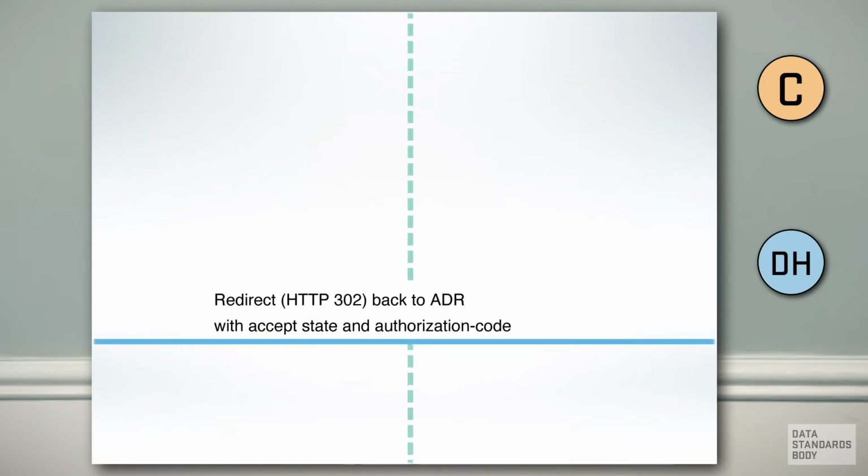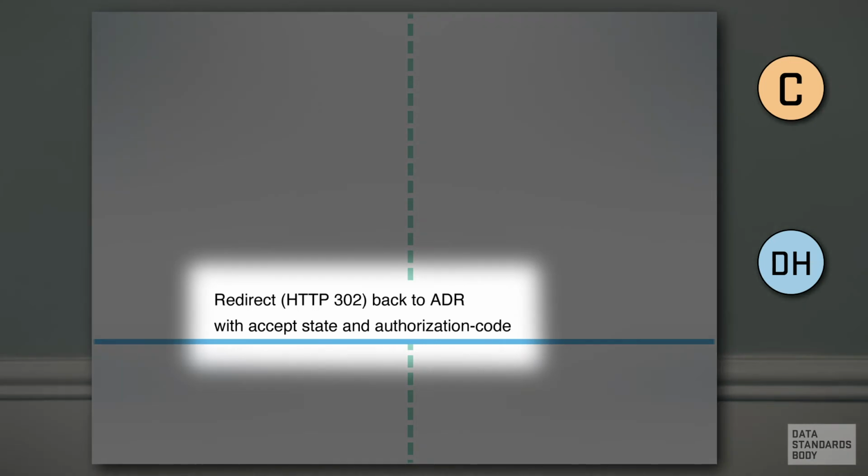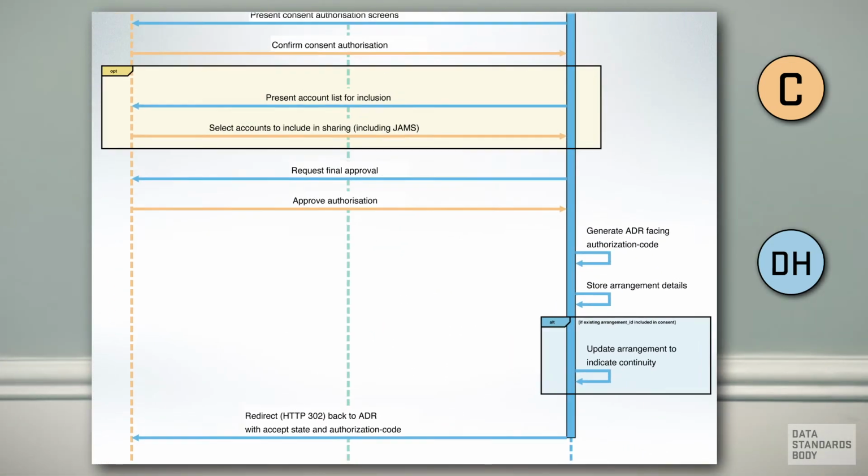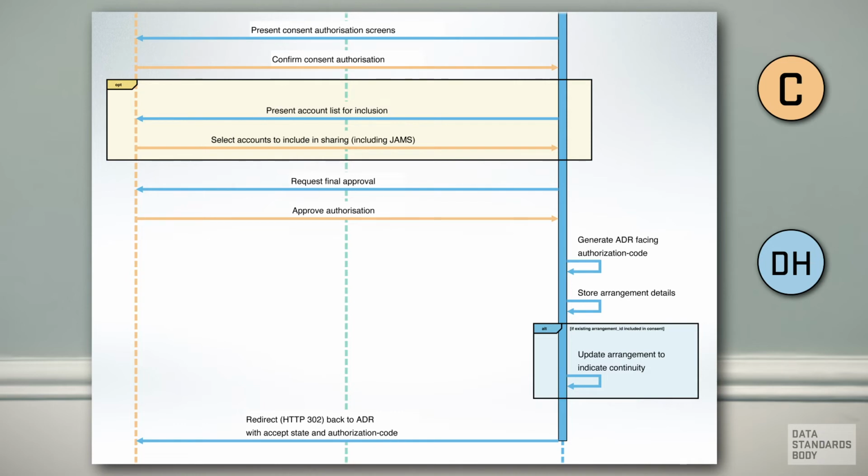We then do the HTTP 302 back to the ADR and effectively redirect their client browser or web view inside an app or whatever it is back to the ADR with the authorization code and the accept state.